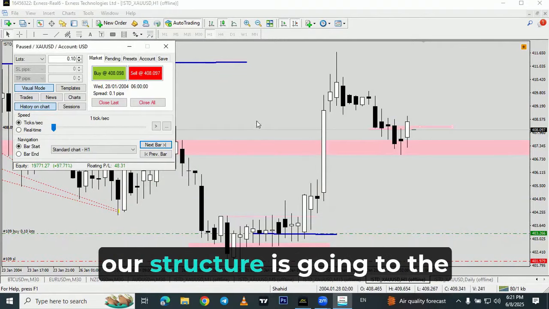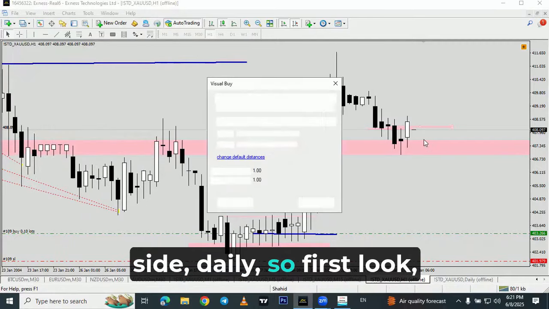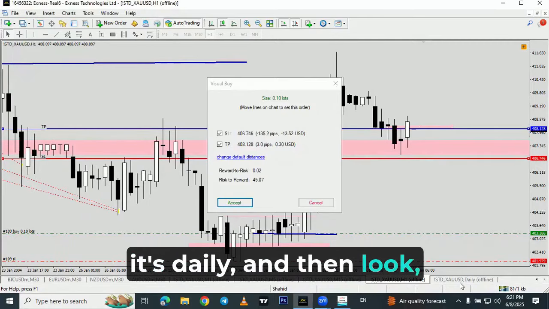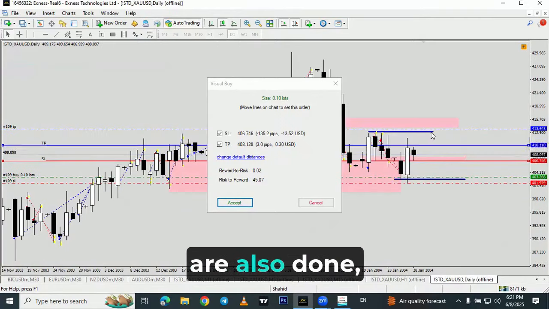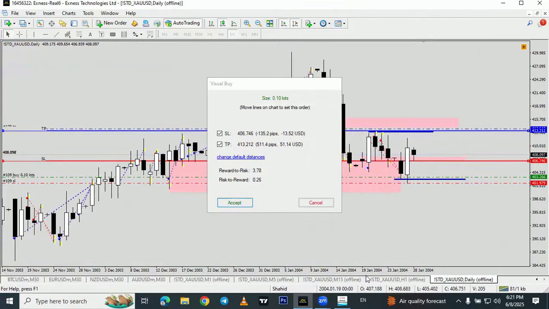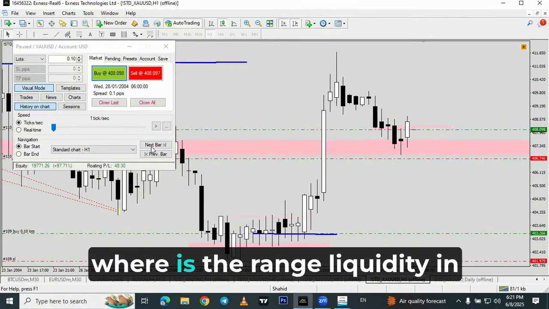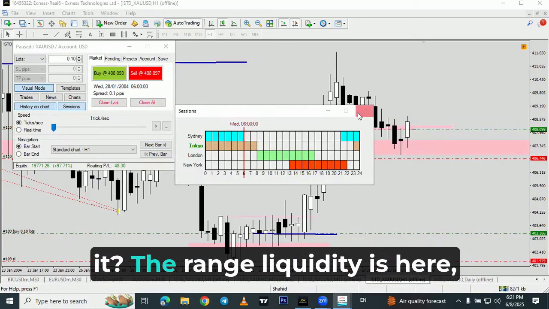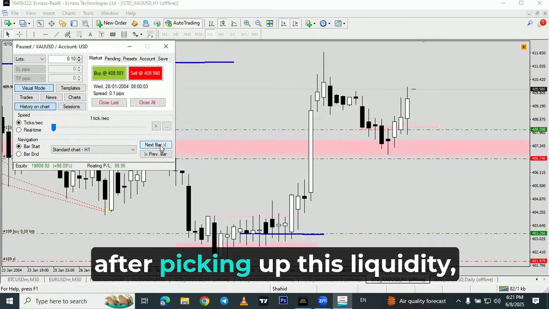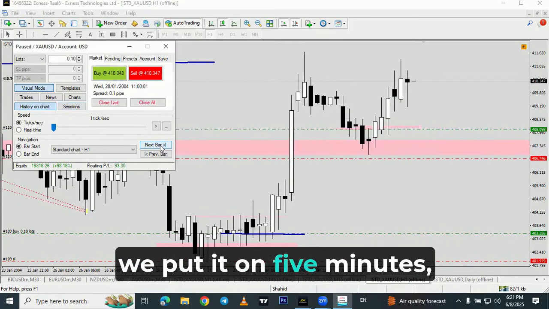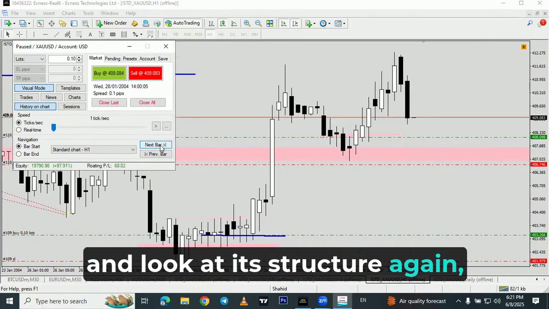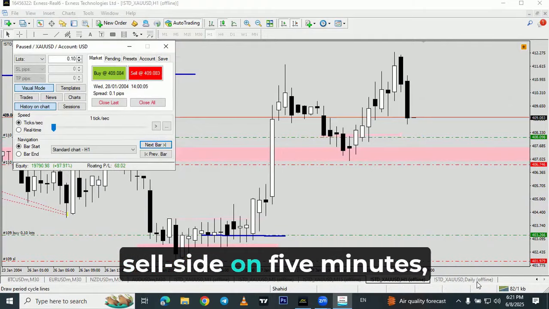And if you see, our structure is going to the side daily. So first look, it's daily, and then look, sell side and buy side are also done. And where is the range liquidity in it? The range liquidity is here. After picking up this liquidity, we put it on 5 minutes and look at its structure again. We do a small buy side and sell side on 5 minutes.